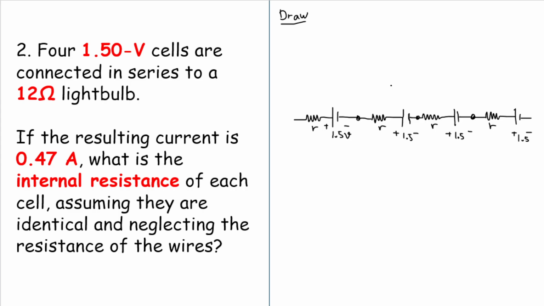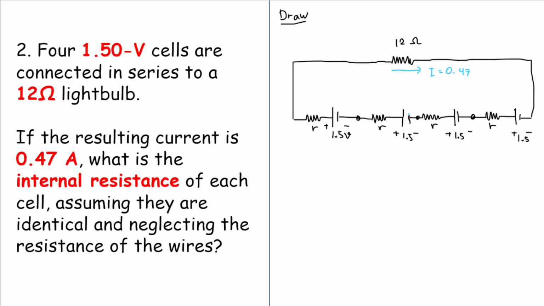Good. And it is connected with a light bulb, but we can model this as a resistor, right? Because we only have the resistance of it and not the heat. So we will have this one here as 12 ohm, right? Good. And the current that passed through this is 0.47. I is equal to 0.47.